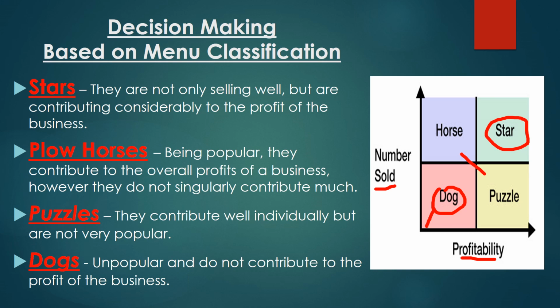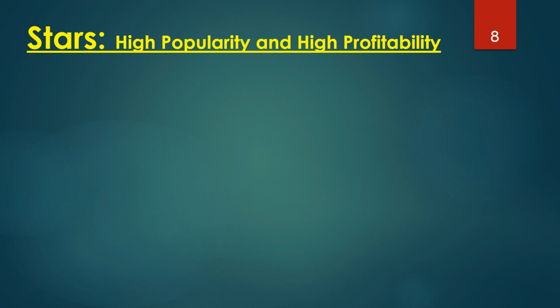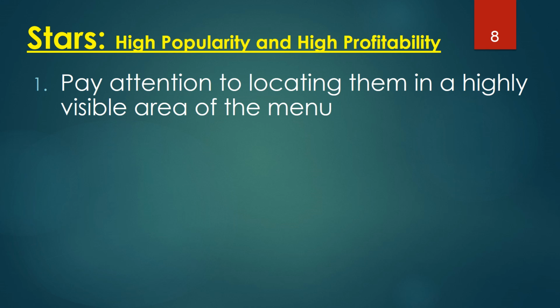But we can do something with these other ones, possibly, to manipulate them or engineer them differently on our menu to try to make them go into a star. We're trying to raise them into these different categories. So let's see what that may be. So if it's a star, okay, as we know, it's high popularity and it's high profitability. These are the stars on our menu, and our menu design should highlight them. Therefore, pay attention to locating them in highly visible areas so we can sell more of them.